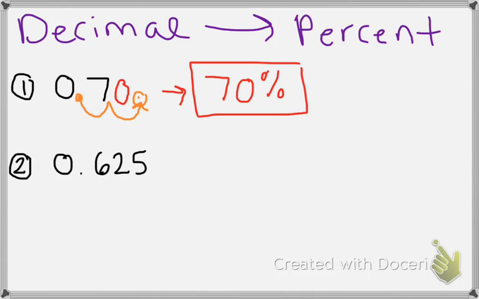Next we have 0.625 or 625 thousandths. So we do the same exact thing. We always move 2 spaces to the right when changing our decimal to a percent. 1, 2. So now for our percent we have 62.5%.